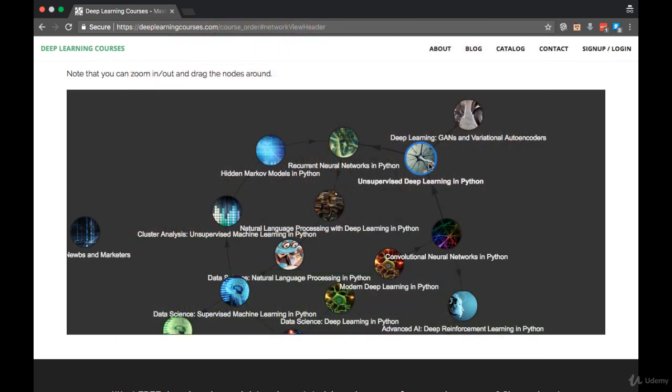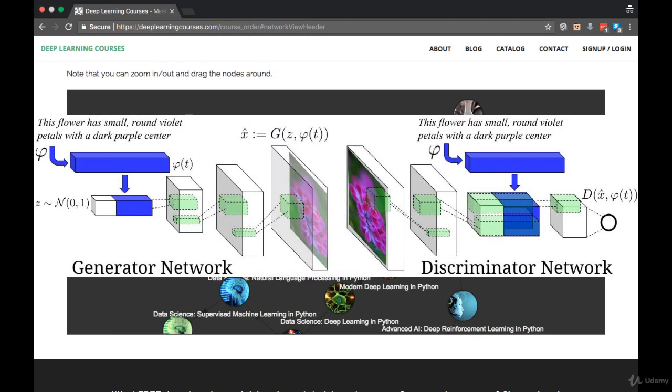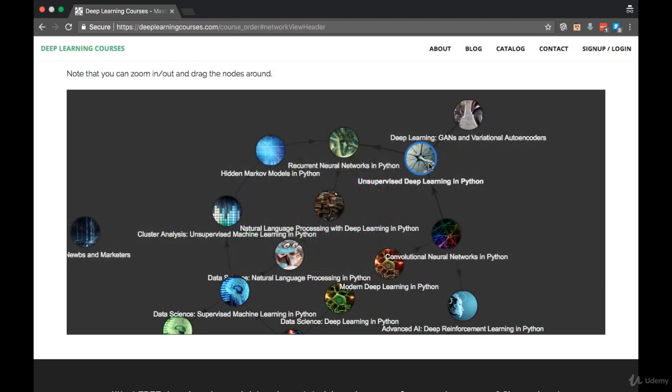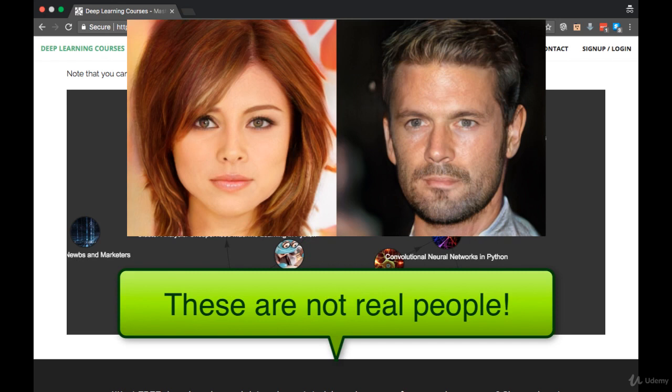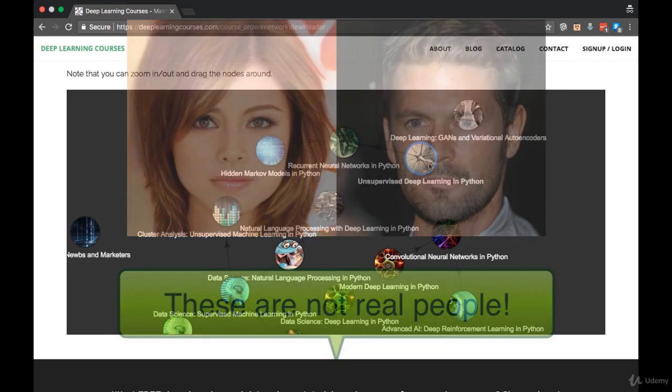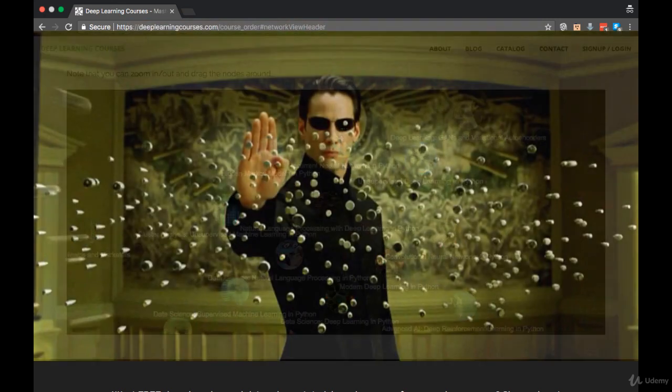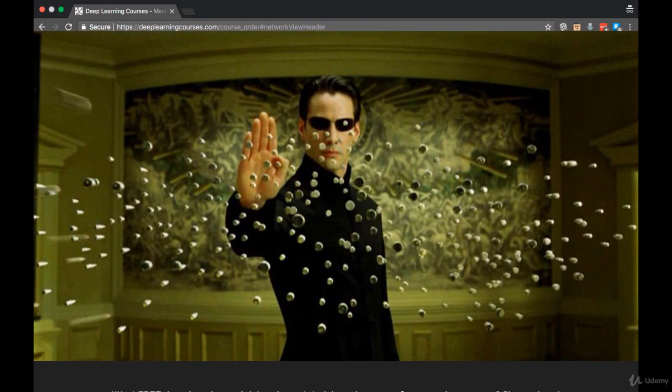That's pretty cool because before GANs, we didn't have any kind of machine learning model that could generate real-looking images. Nowadays, GANs are able to generate high-resolution, high-quality images of people that you can't even tell are not real people. It certainly makes the idea of the Matrix seem very possible.